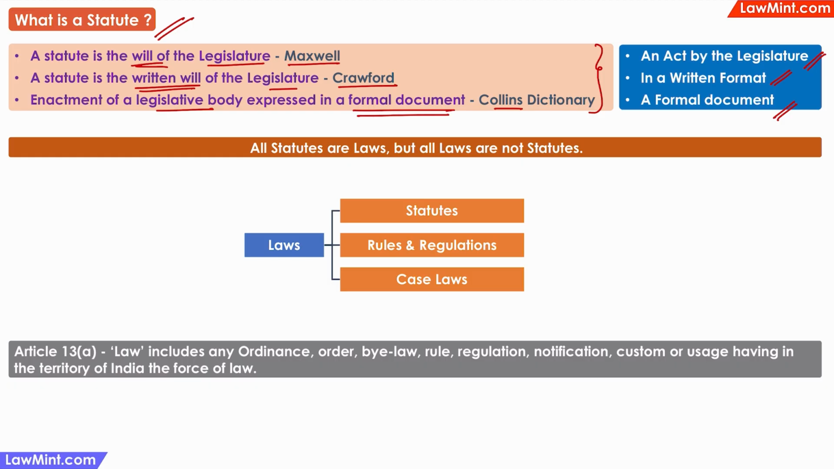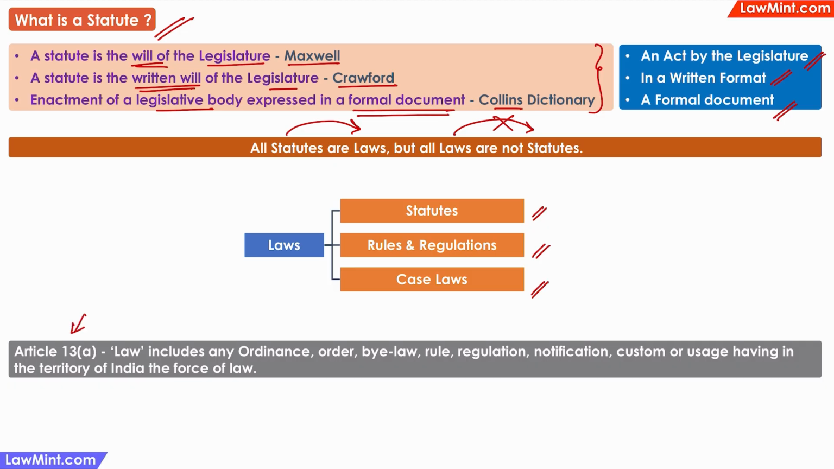Though these two terms, statutes and laws, are often used interchangeably, they are not the same thing, because all statutes are laws, but all laws are not statutes. The term law has a wider scope. It includes statutes, which are the formal written laws created by the legislature. It also includes rules and regulations, which may be based on the powers or the rights given by the statutes. And it also includes case laws, which are the judicial interpretation of the statutes.